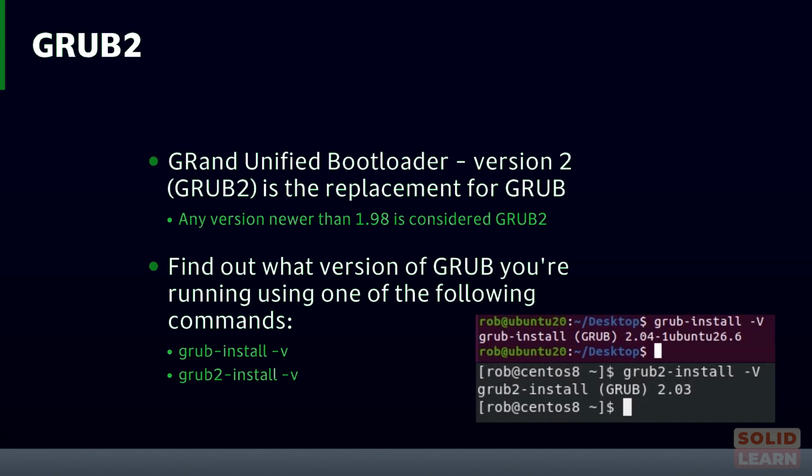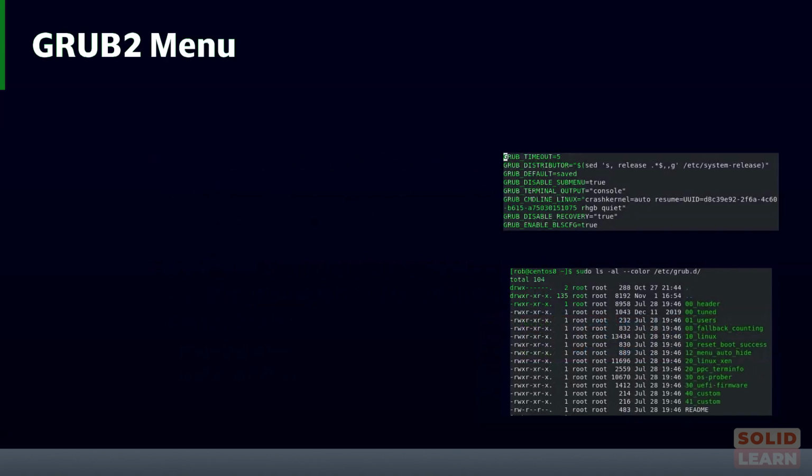It depends. Get used to these two words. It depends. You're going to hear them a lot. But you can use one of these two commands to determine what version of grub you're running, depending upon what distribution you're using, whether you're using Ubuntu, CentOS, or some other Linux distribution. In our case, we can see that both of these are running 2.04 or 2.03. That's higher than 1.98, so we're running grub2.